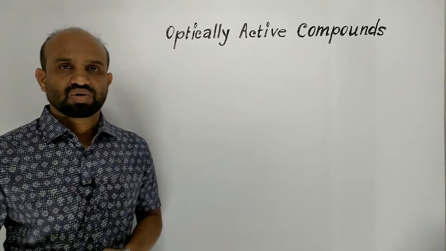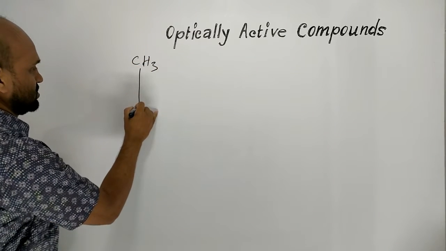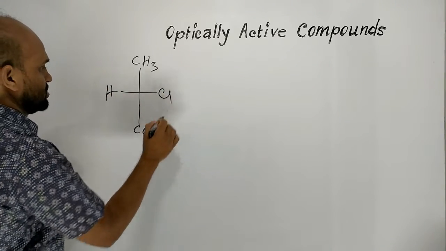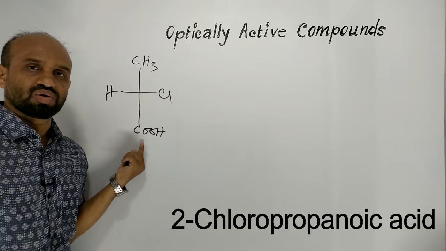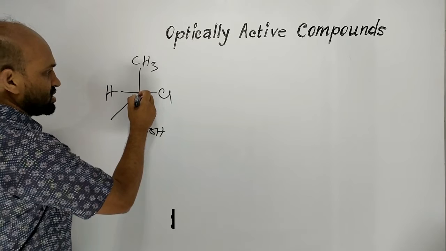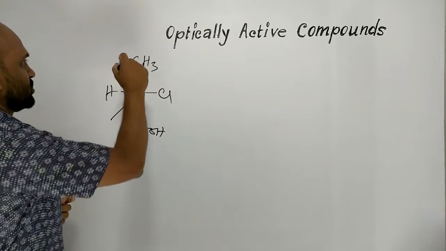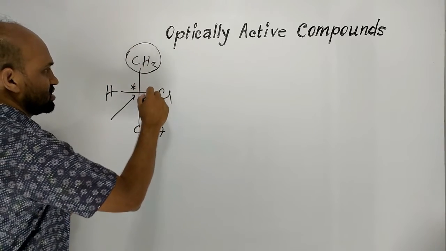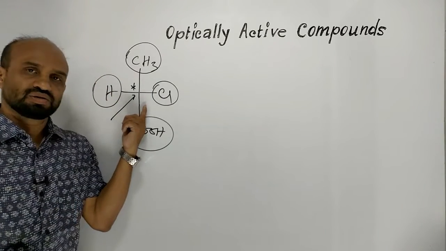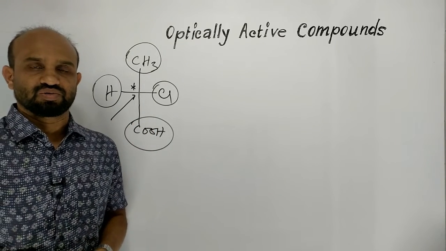The compound is 2-chloropropanoic acid. Let's write. This is 2-chloropropanoic acid. Here this carbon is chiral center, which is denoted by asterisk. Here 4 different groups are methyl, chlorine, carboxyl group, and this is hydrogen. So 2-chloropropanoic acid is a kind of optically active compound.